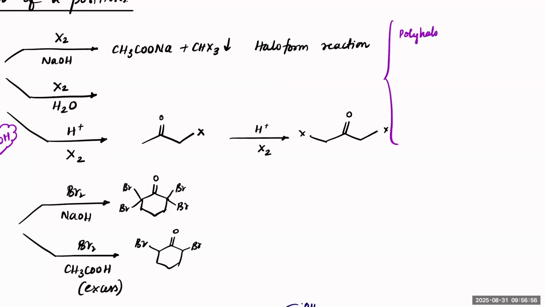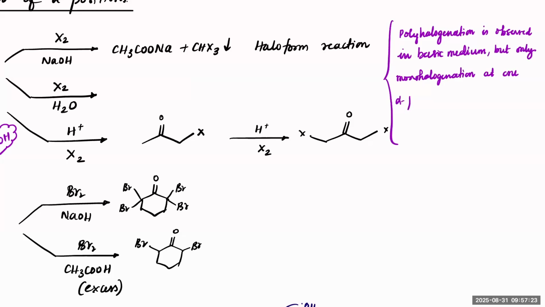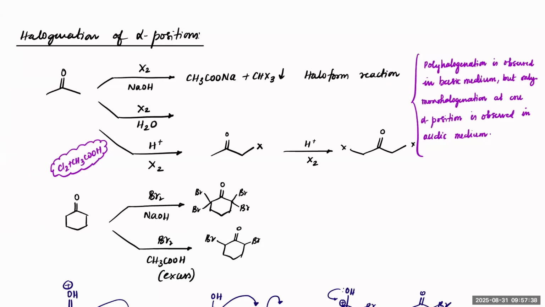polyhalogenation is observed in basic medium, but only monohalogenation at one alpha position is observed in acidic medium. So in acidic medium, only one halogenation.